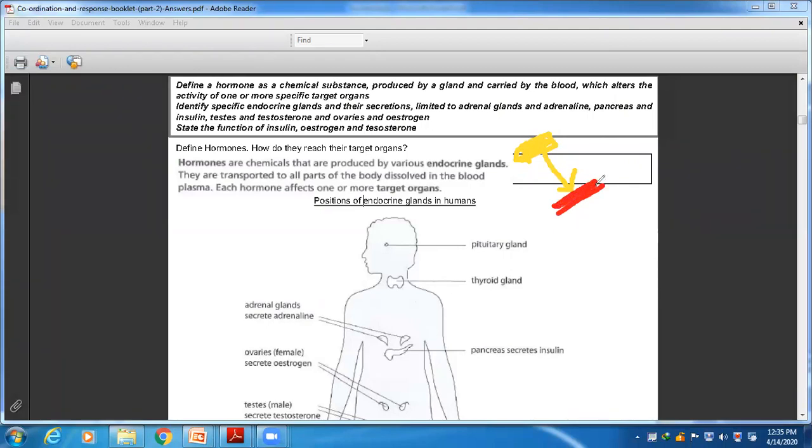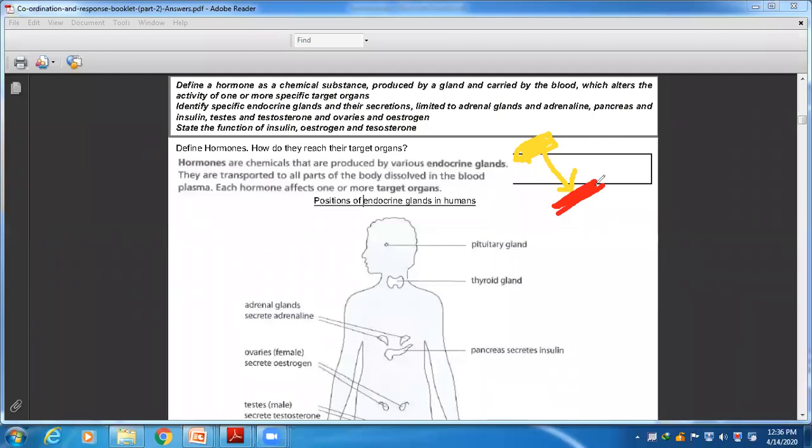For example, the pancreas secretes insulin. So insulin will reach the target organs, up to the target cell, where it will increase the uptake of glucose by the cell. Just like glucagon, it will reach the liver through blood, and there it will store the glucose as glycogen.